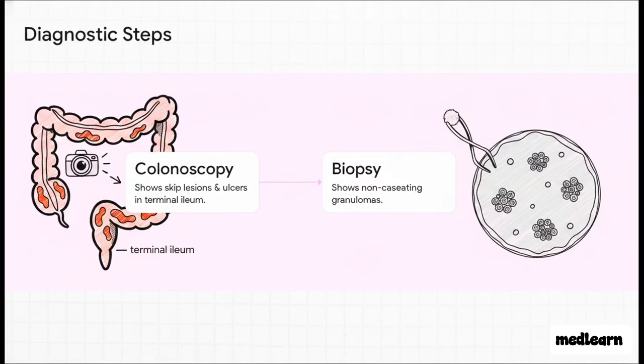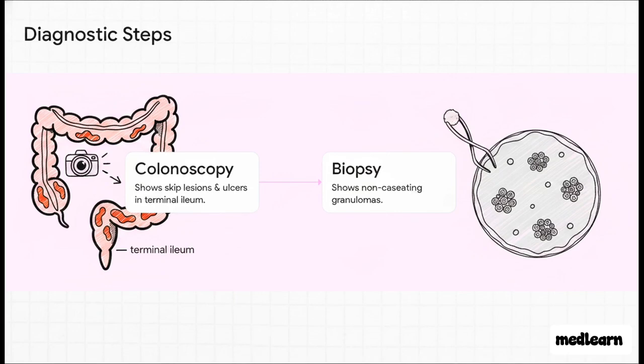To get to the bottom of this, the investigation actually unfolds in 2 really critical steps. Step 1 is a colonoscopy. This gives us a direct camera view inside the colon, and right away we spot something highly specific. We're seeing skip lesions and ulcers located right in the terminal ileum, which, if you remember, is the very end of the small intestine. Step 2 is getting a biopsy, basically taking a tiny tissue sample from those inflamed areas.